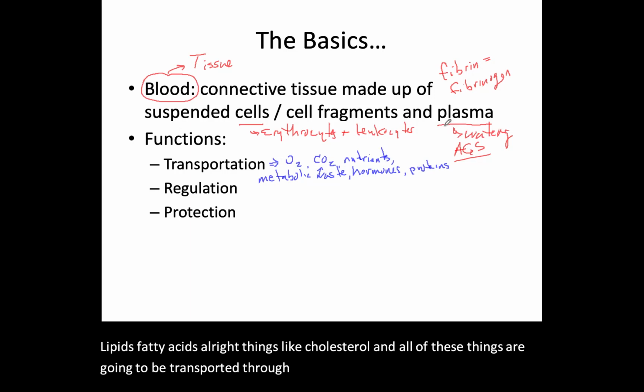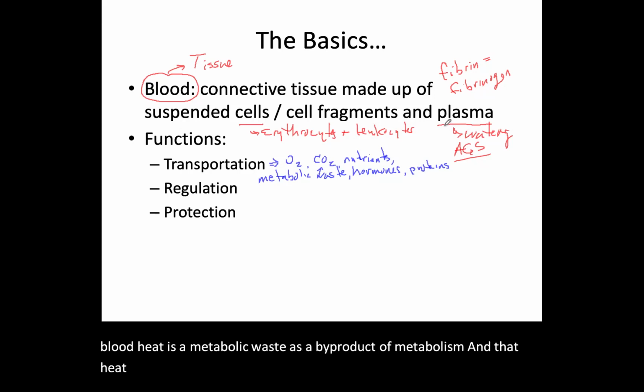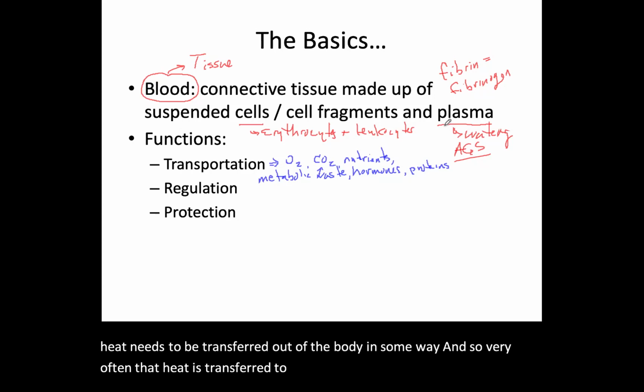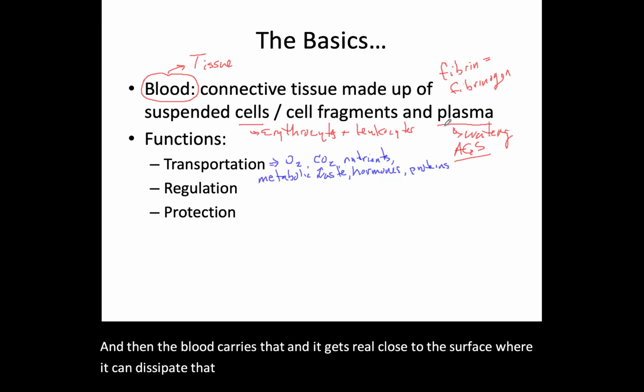Heat gets transported through blood. Right? Heat is a metabolic waste. It's a byproduct of metabolism. And that heat needs to be transferred out of the body in some way. And so, very often, that heat is transferred to the blood, and then the blood carries that and it gets real close to the surface where it can dissipate that heat through our pores within the skin.